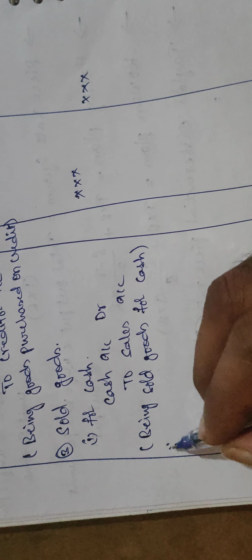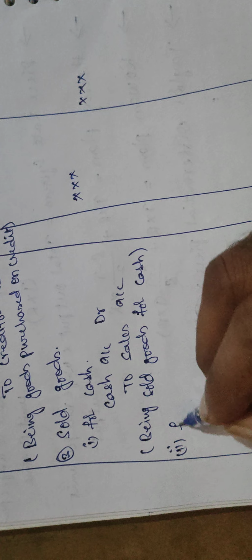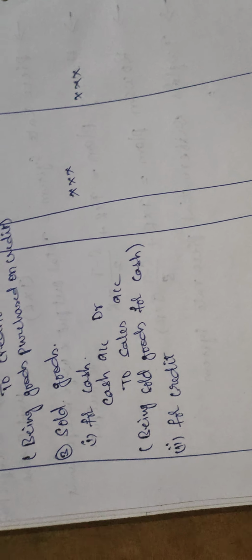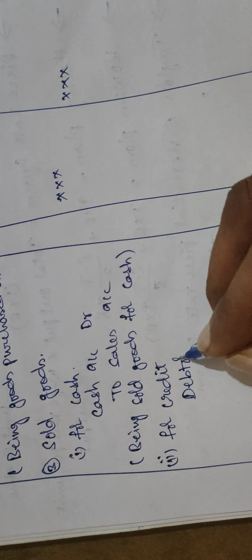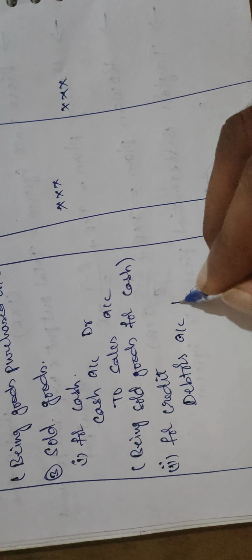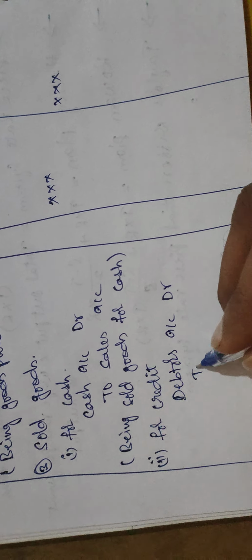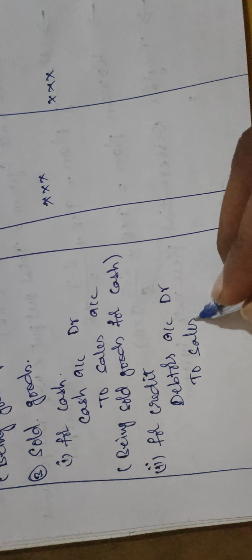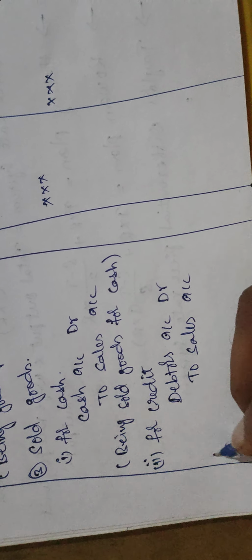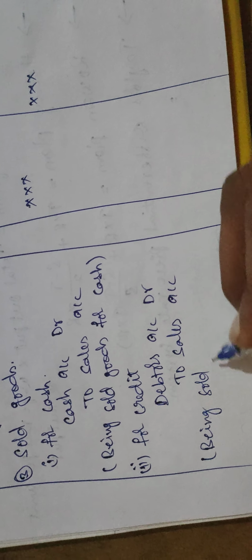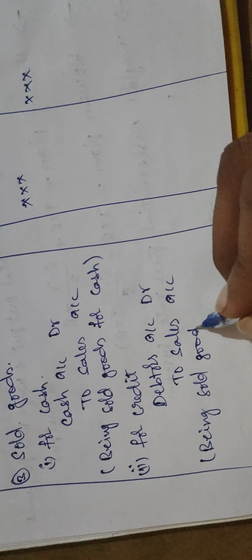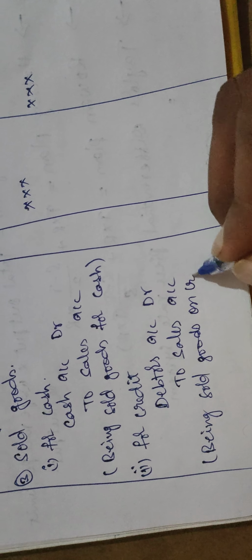Okay. And the next, second thing is goods sold on credit. Then debtors account debit to sales account. Being goods sold on credit.